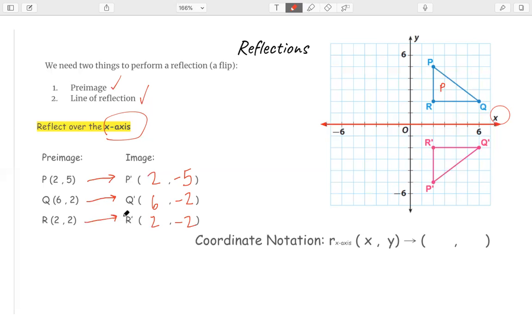When we reflect over the x-axis, notice that the coordinates were 2, 2, and they became 2, -2. So the rule that we can come to a conclusion for is that when we reflect over the x-axis, the x-coordinate stays the same, but the y-coordinate changes. There's a change in the y. That's the rule for the reflection in the x-axis.